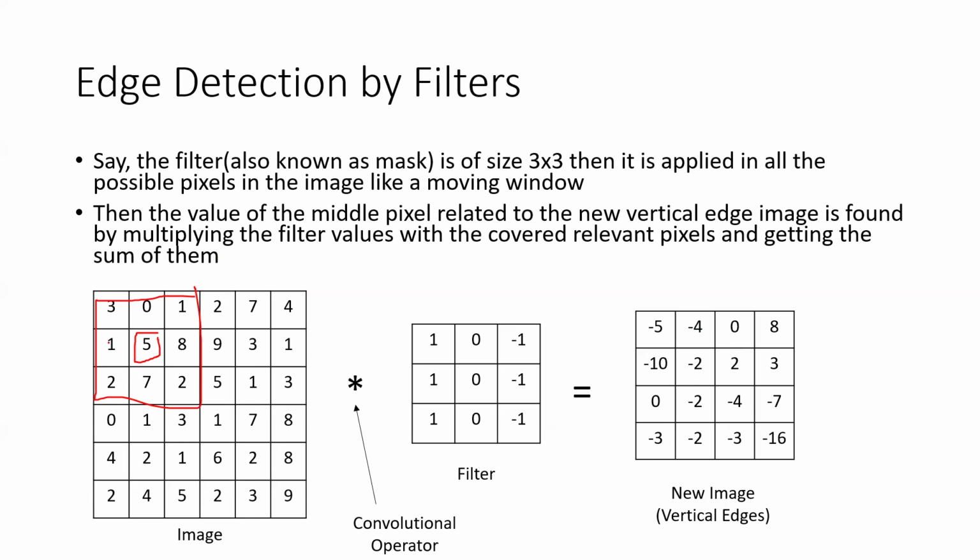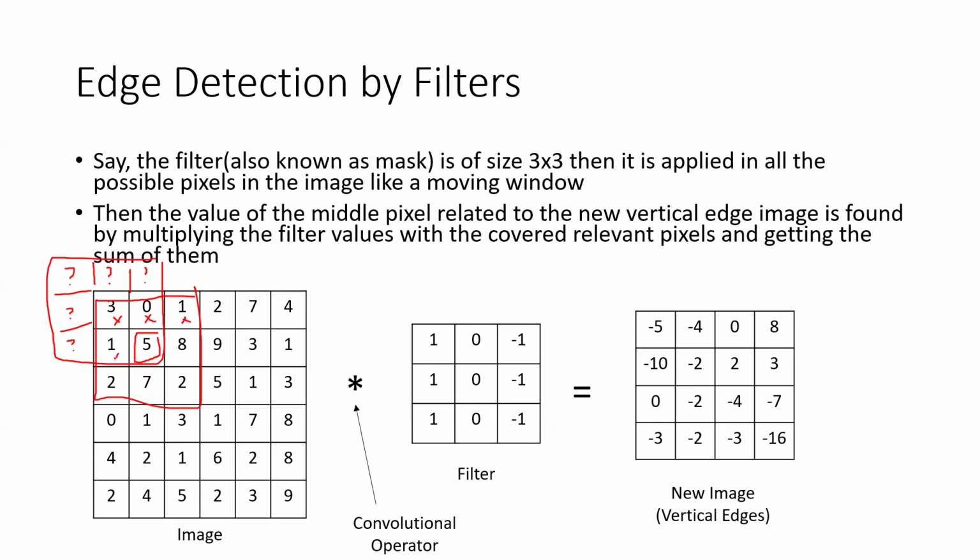But if you want to calculate the value of this pixel, you have to move the filter like this, right? But it is not possible, because these values are unknown, right? Because of that, you can't find the values corresponding to these pixels, right?